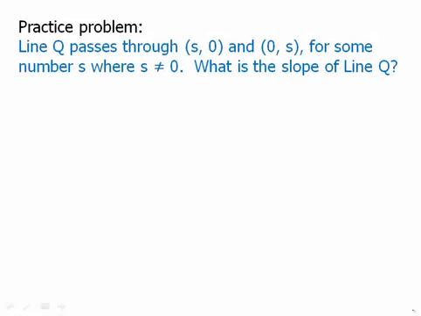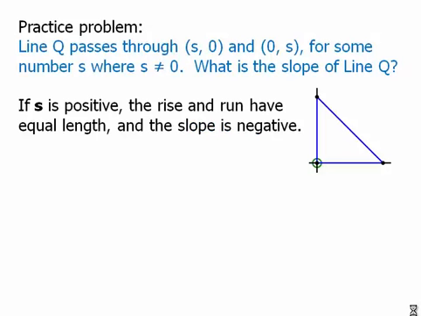First of all, let's pretend that s is a positive number. We'll look at that case first. If s is a positive number, then we go along a positive direction along the x-axis and a positive direction along the y-axis. And so the line passes through the first quadrant like that. And notice that the rise and the run have equal magnitude. So if you take the absolute value of the rise and the absolute value of the run, they're identical. And of course the slope is negative. So essentially we get a slope of -1. So that's what happens if s is positive.